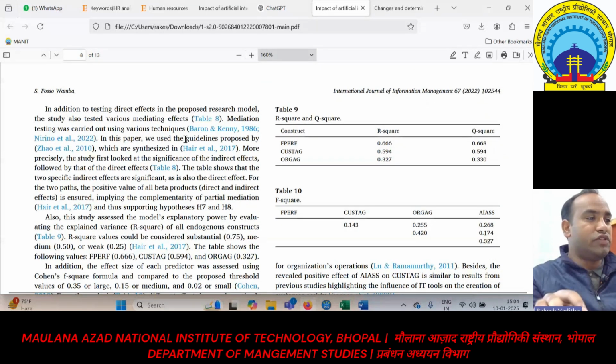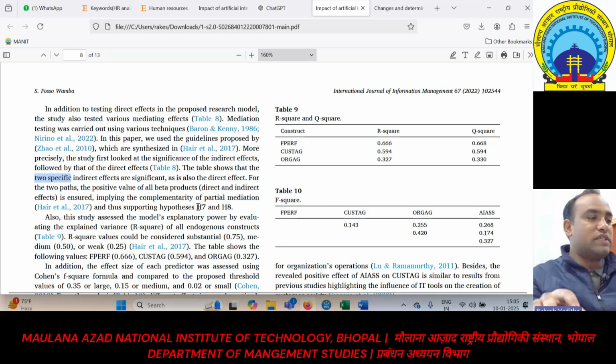In this paper, we used the guidelines by Gaskin et al., which are synchronized by Hair et al. This study first looked at the significance of the indirect effects, followed by the direct effects. The table shows two specific effects, but for our study we have four specific effects. In place of two, we have to mention four.